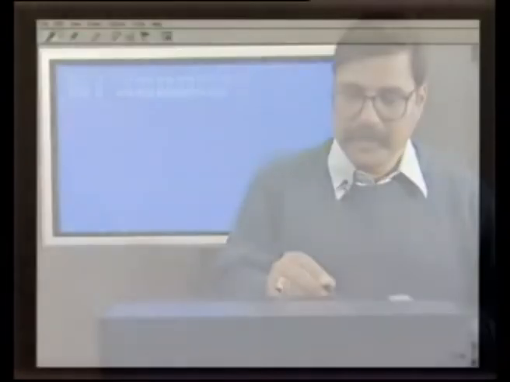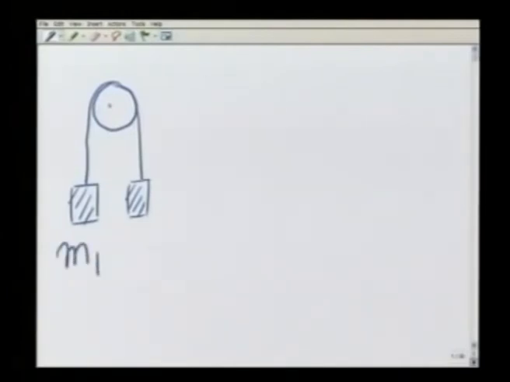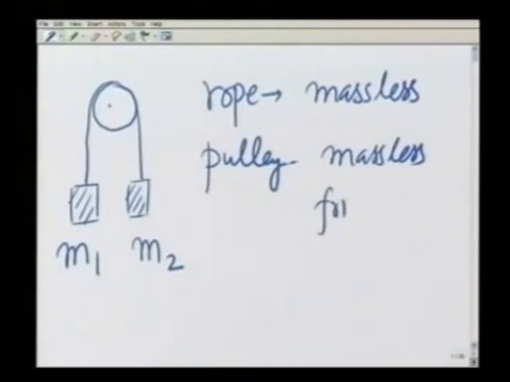Let us now look at the second example of constrained motion that I considered earlier, and that was the Atwood's machine, in which 2 masses are tied on a string that is passing over a pulley that is massless and frictionless, and so is the string. So let us write again. This is mass m1, this is mass m2, the rope or the string is massless for simplicity, and the pulley is massless as well as frictionless.